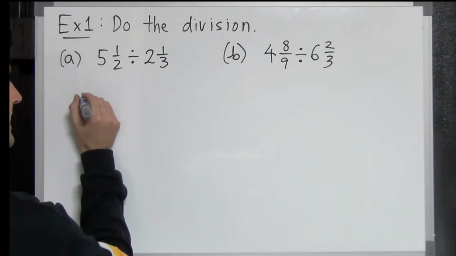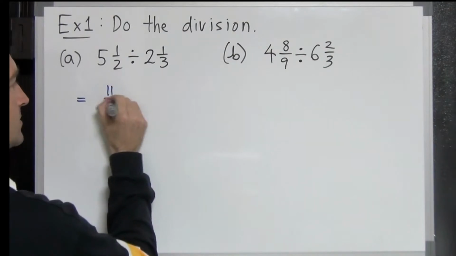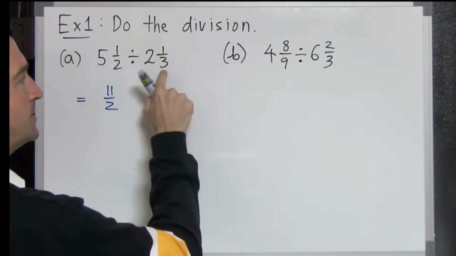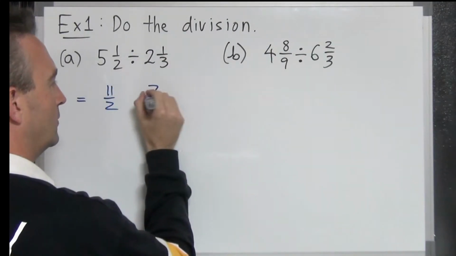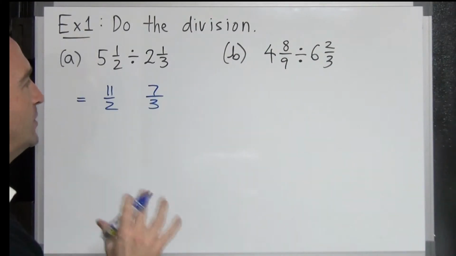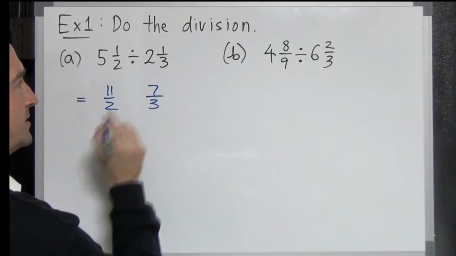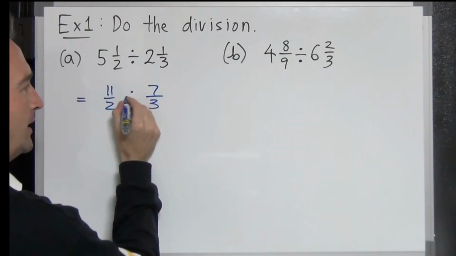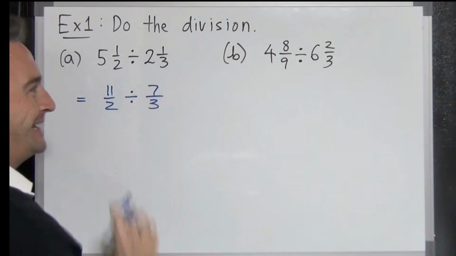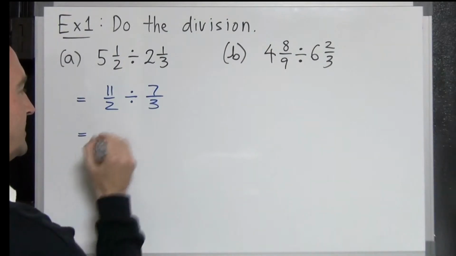So we want to write these as improper fractions first. 5 2s are 10, plus 1 is 11 over 2. And this one, 2 times 3 is 6, plus 1 is 7 over 3. Now just be careful here. I'm not actually doing the division yet. All I'm doing is changing these into improper fractions. So the division sign is going to stay the way it is, and this has not been inverted yet. Okay, we have not found the reciprocal. We are now going to do it on this next step.